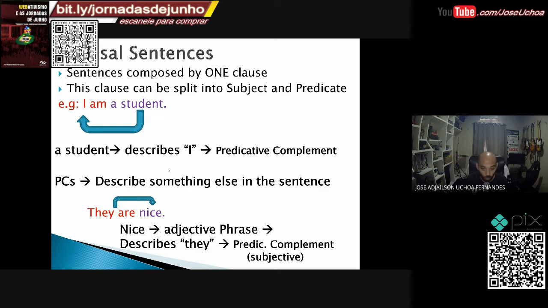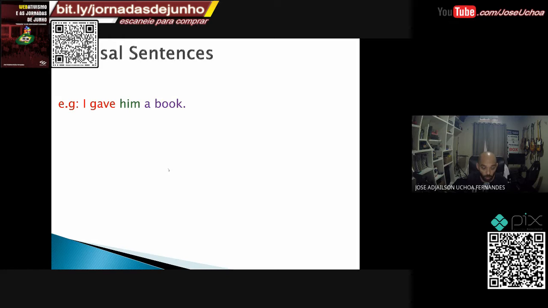Now, predicative complements are not always subject oriented. Okay, we are going to see that some predicative complements can be object oriented when they refer back to the object. We are going to have examples with these properties. Okay, let's take the case of the sentence, "I gave him a book." Let's try to do some syntactical analysis here. First of all, would you please separate subject and predicate for me here? "I gave him a book."